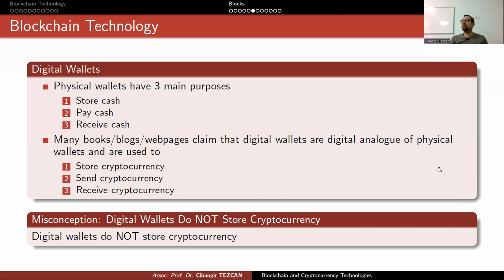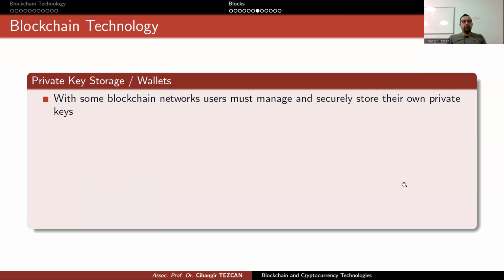Digital wallets do not store cryptocurrency. They store your private keys and public keys. That's it. With some blockchain networks, users must manage and securely store their own private keys. This is important. You have to store it in a secure way. If it is not secured, if you have a Trojan in your system, somebody might get your private keys and claim everything in your account. And it is also important because, for instance, if you're keeping it on your laptop, only there, and if your hard drive is broken, you lose it. And there's no way of returning it back.